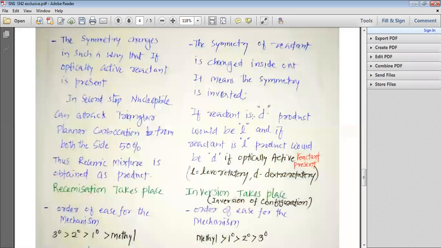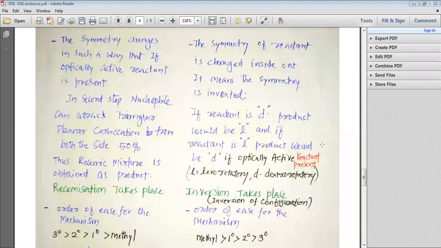So if the reactant is D, the product would be L. Or if the reactant is L, the product would be D. That means if the reactant is dextrorotatory, the product would be levorotatory. And if the reactant is levorotatory, the product would be dextrorotatory, if an optically active reactant is present. L represents the levorotatory, whereas D represents the dextrorotatory.